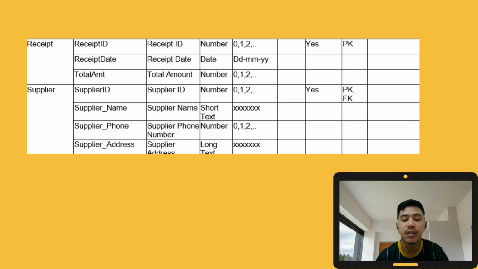Lastly is the supplier table. The supplier table attributes are supplier ID, supplier name, supplier phone number, and supplier address. We use number data type for supplier ID and supplier phone, short text for supplier names, and long text for supplier address.